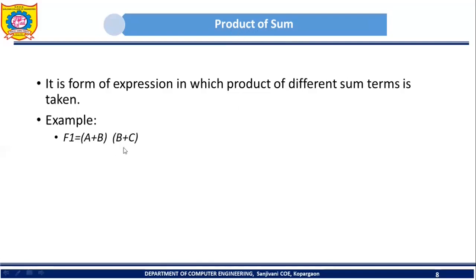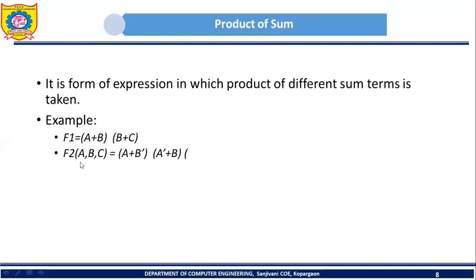Why is it called product of sum? See here, you will find some sum terms. Which are those sum terms? A or B, and B or C. In this function, we have these two sum terms, and we have taken the product, that is the AND operation, of these sum terms. So if a function is represented like this, then we can call that way of representation POS, product of sum terms.